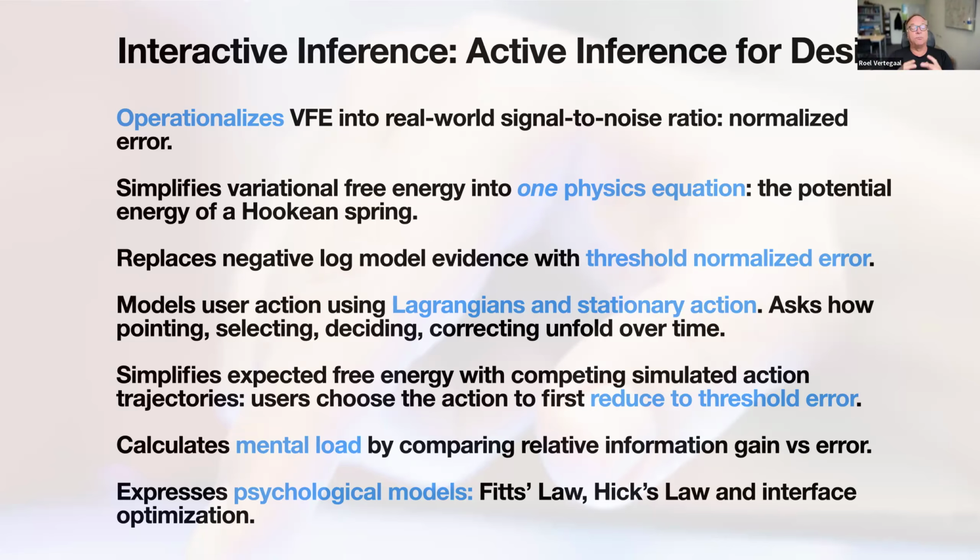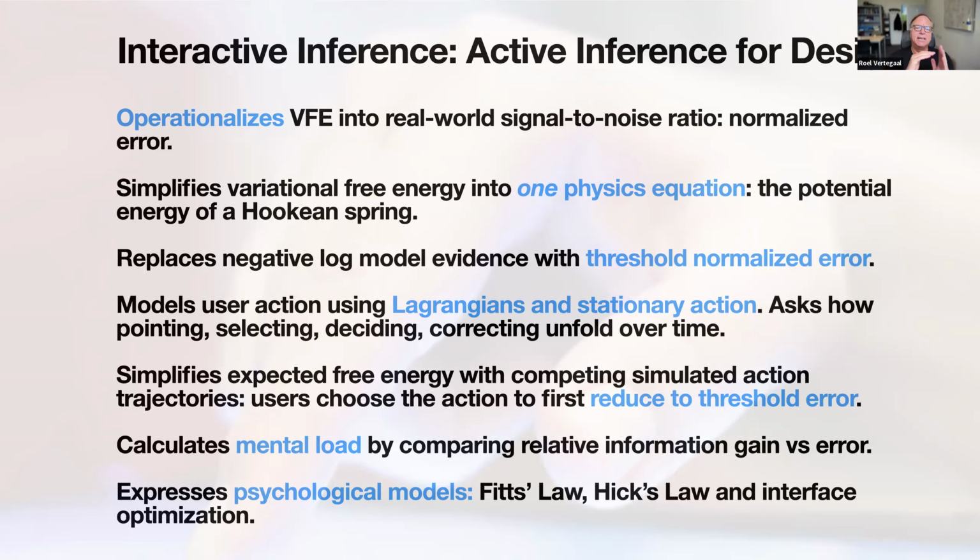Now, this is significant. Why? Because the whole universe runs on the potential energy of a Hookean spring. It even appears in the Schrödinger equation. And so the idea that the brain would use such a potential in order to do calculations is a very attractive one. We replace the negative log model evidence, that's negative log P(o), with a threshold normalized error.